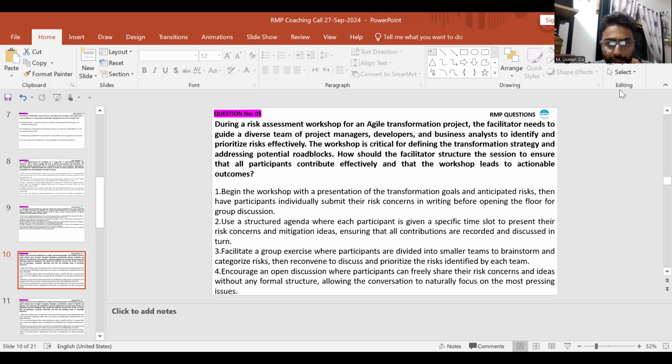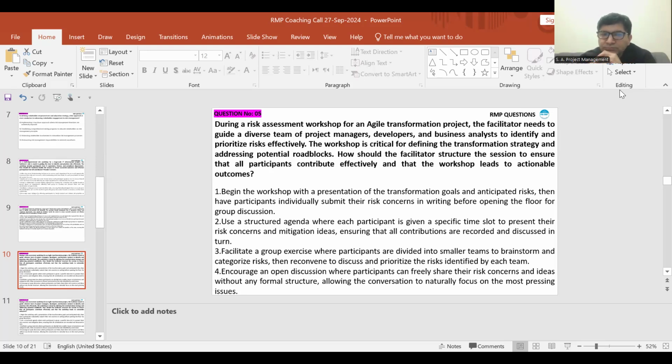Option 3, facilitate a group exercise where participants are divided into smaller teams to brainstorm and categorize risks. Then reconvene to discuss and prioritize the risks identified by each team. Option 4, encourage an open discussion where participants can freely share their risk concerns and ideas without any formal structure, allowing the conversation to naturally focus on the most pressing issues.